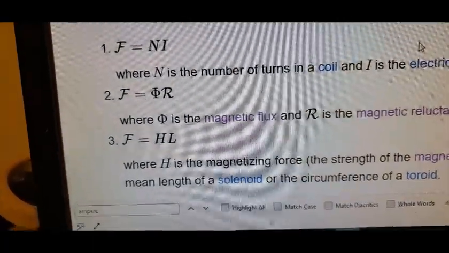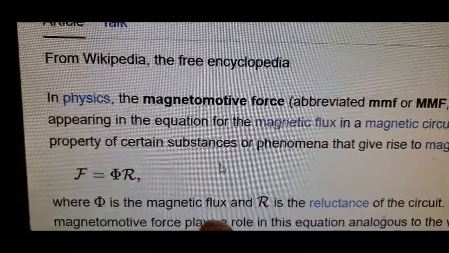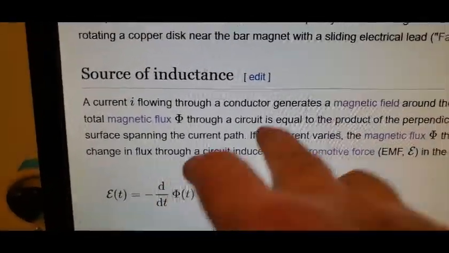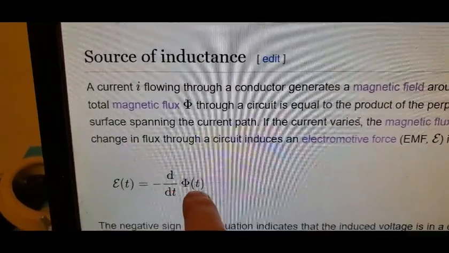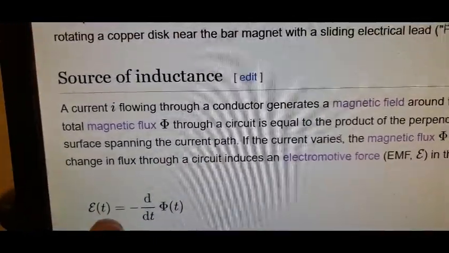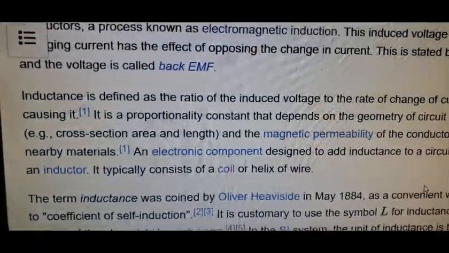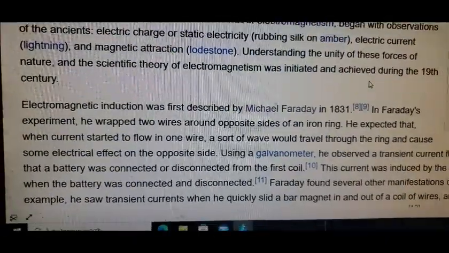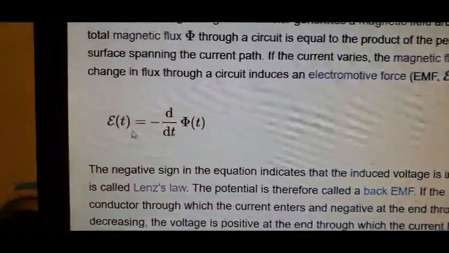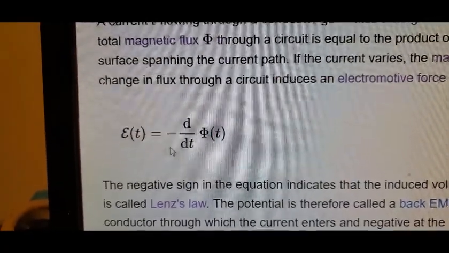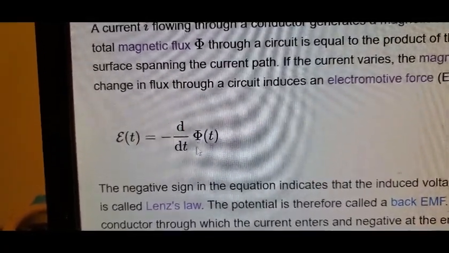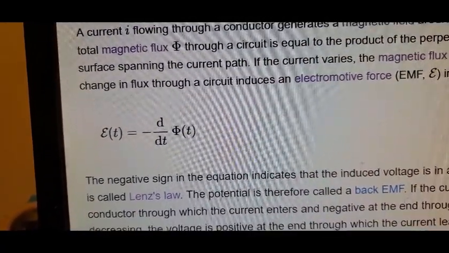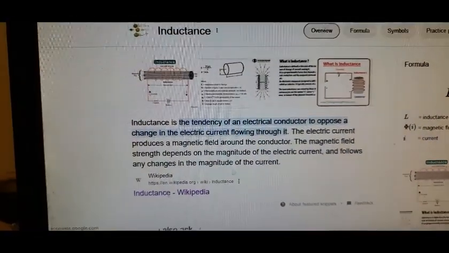I would just bring that up with magnetic flux. I don't want to get too much in the weeds here, but if we then talk about inductance, inductance is the ratio of induced voltage to the rate of change of current, and here we see that electromotive force, not magnetomotive force, is defined as the change per unit time of magnetic flux. So we see how magnetic flux and inductance are related, and it's all very confusing.